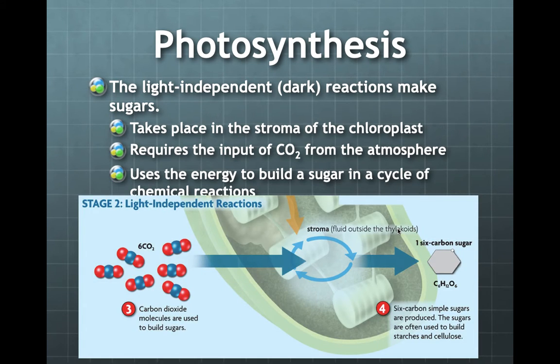So the light-independent reaction, or the dark reactions, also known as the Calvin cycle, makes sugar, or in the term, glucose. It's going to take place in the stroma, like we talked about. It requires an input of carbon dioxide, 6 of them from the atmosphere, and it uses the energy to build a sugar in a cycle of chemical reactions.